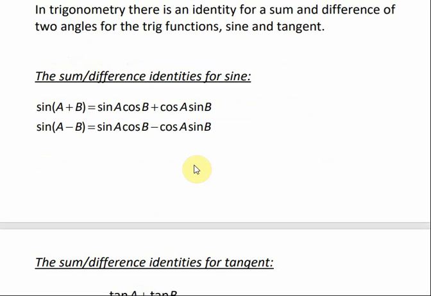The sum and difference identities for sine are: sine of a plus b is equal to the sine of a times the cosine of b plus the cosine of a times the sine of b. Sine of a minus b is the sine of a times the cosine of b minus the cosine of a times the sine of b. So both of these are the same except for the signs in the middle, and unlike cosine, if it's plus here, then it's plus here. If it's minus here, then it's minus here.